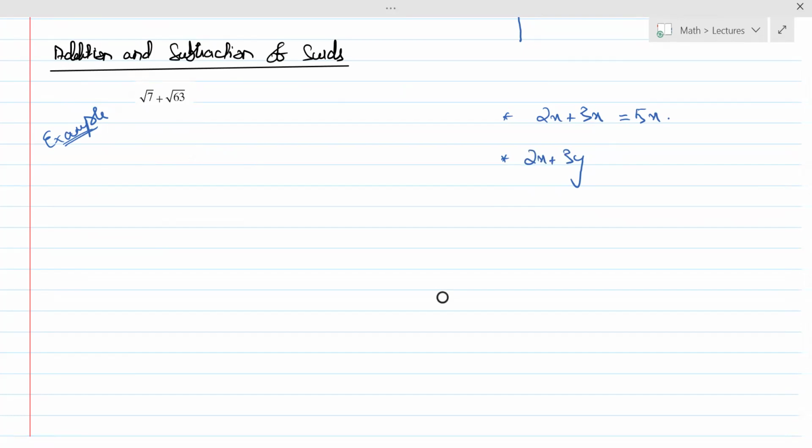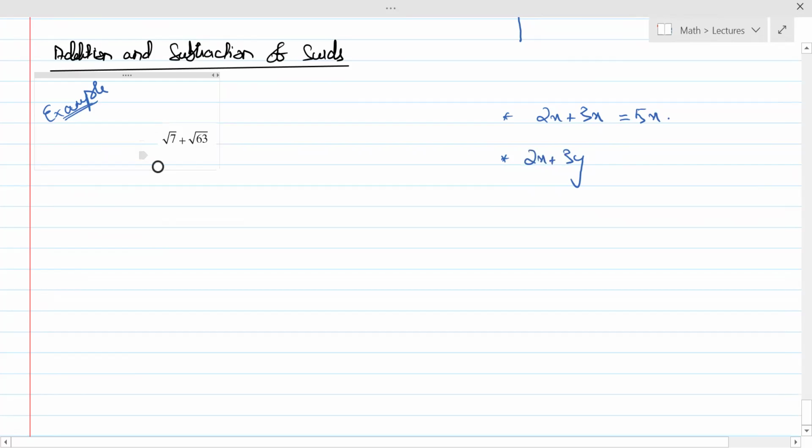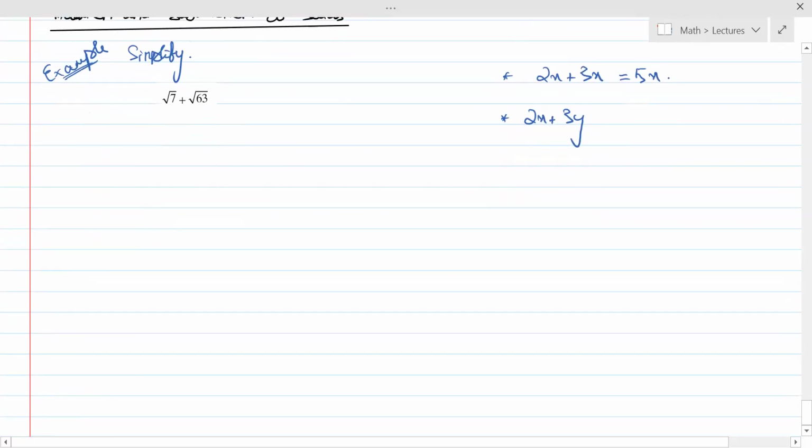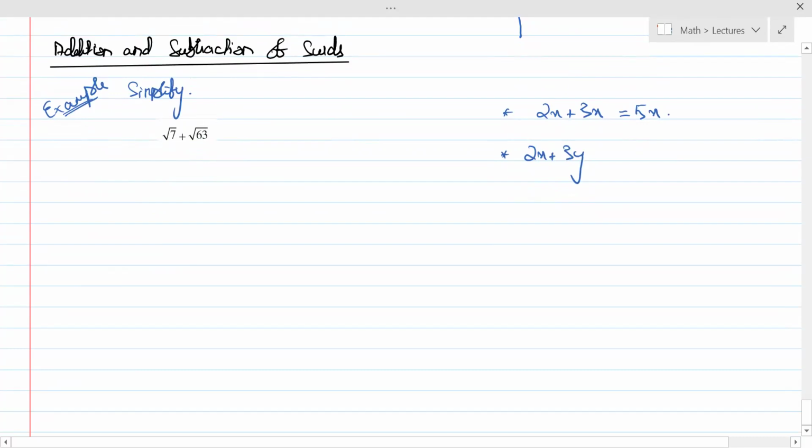The question remains the same. It's about simplify only. It says simplify. Okay, now these two surds, they do not have the same radical forms. So we look for the simplification of each number in surd form. Under root 7 is already in the simplified form because 7 cannot be simplified further.